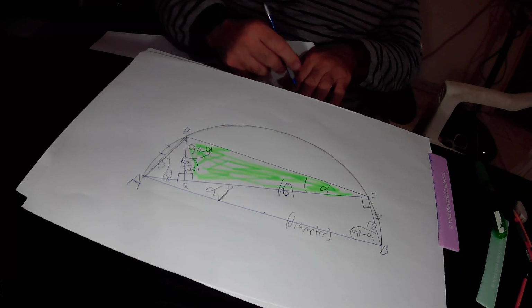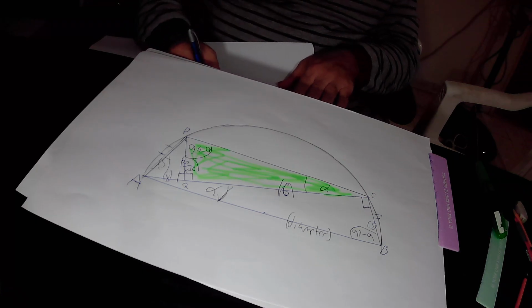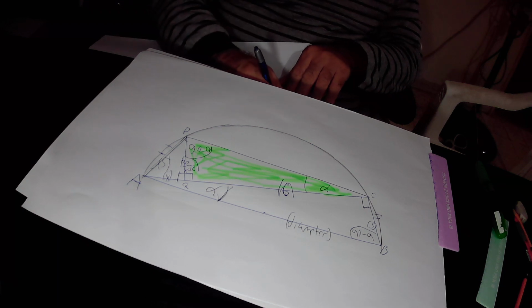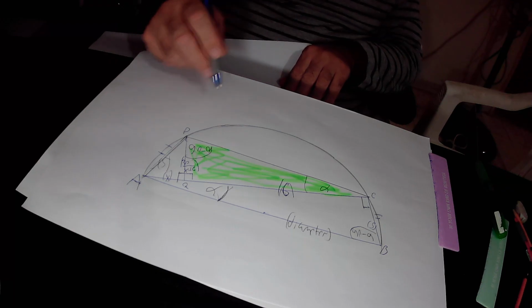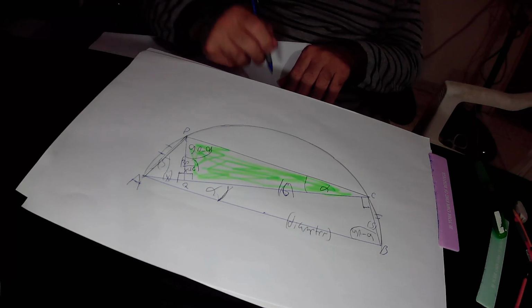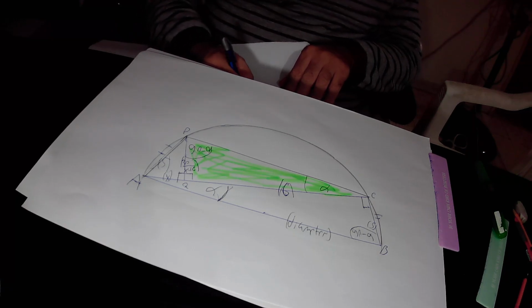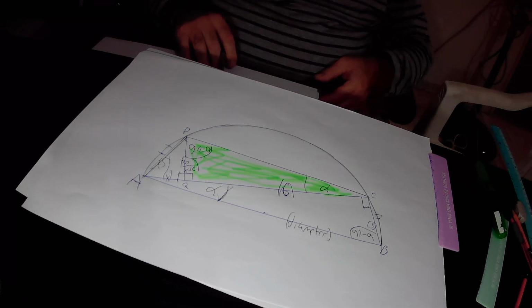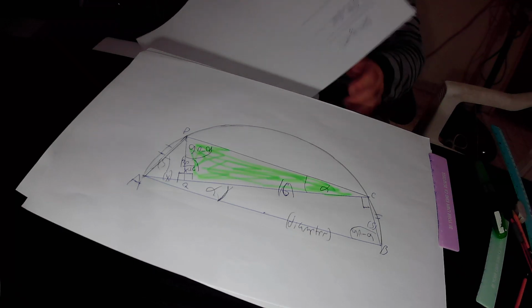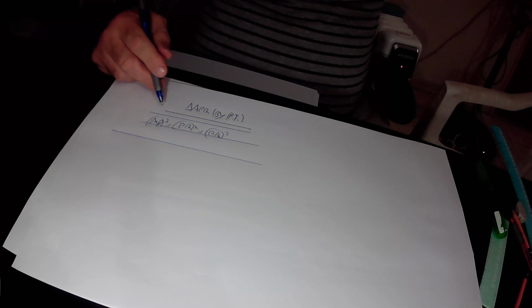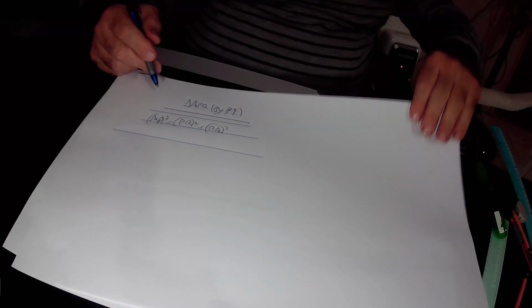So in this right triangle APQ, according to the Pythagoras theorem, AP squared, that is the square of the hypotenuse, equals PQ squared plus QA squared. And again, in this right triangle PQA, according to the Pythagoras theorem, AP squared, that is the square of the hypotenuse, equals PQ squared plus QA squared.